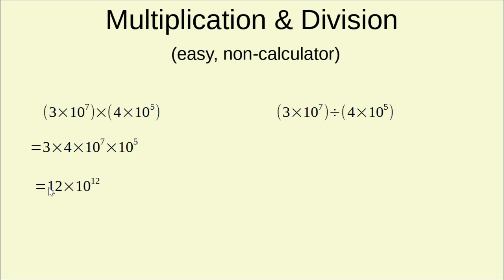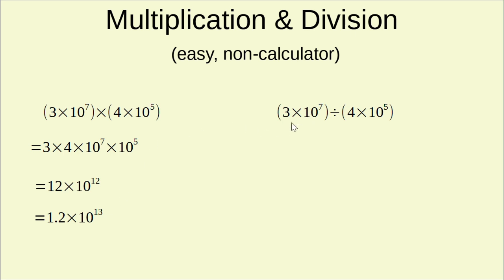But wait, that's not the answer, because that's not standard form. We've got 12 here, so we've got to divide that by 10, and we'll multiply this one by 10. So it's 1.2 times 10 to the 13.